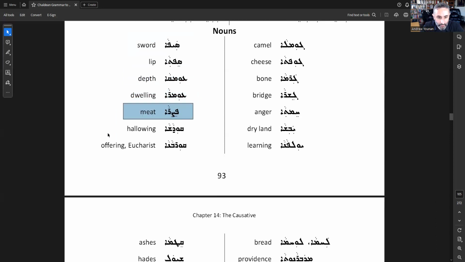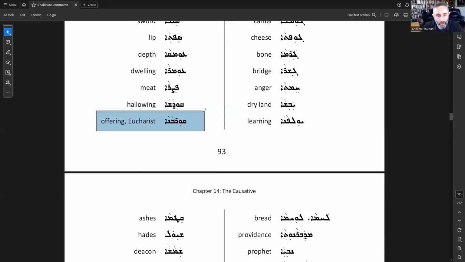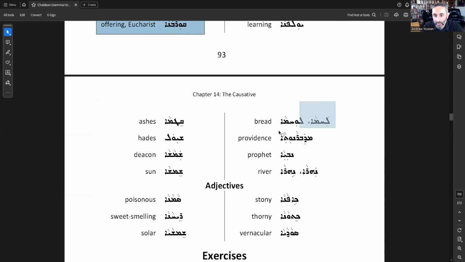Omqa is a depth. Omra is a dwelling. Basra is meat. You also hear it sometimes pronounced bisra, but basra or bisra. Qudasha is a hallowing or a sanctification. Qurbana is an offering or the Eucharist. Lachma or luchma, both valid pronunciations, bread. Mdabranutha is providence. Nuiya is a prophet. Nahra or Nehra is a river. Qutma is ashes. You'll also hear this pronounced Qutma.